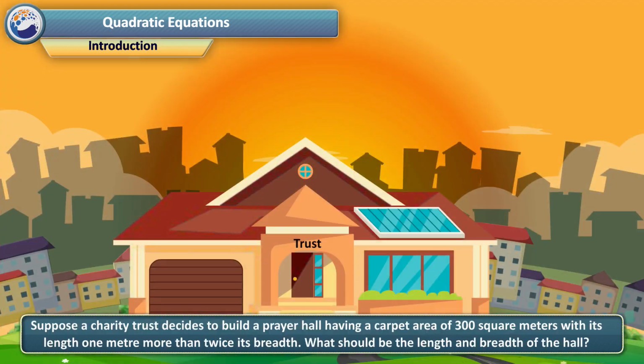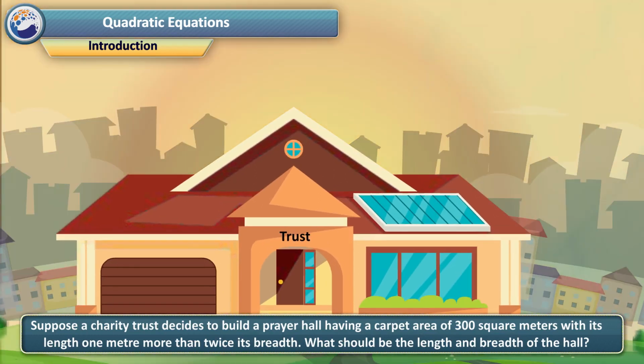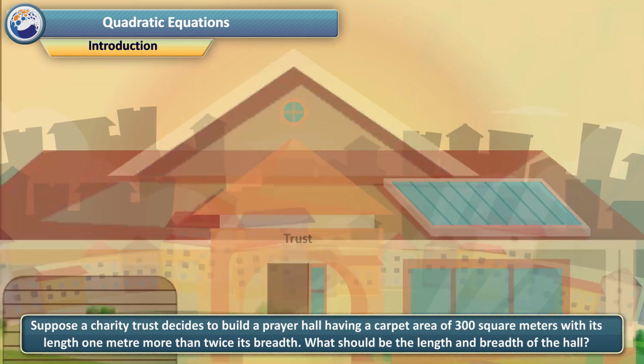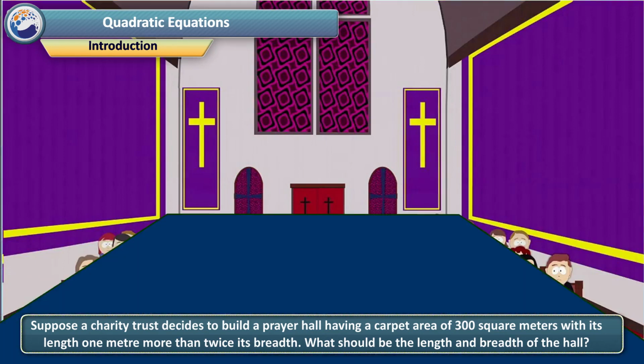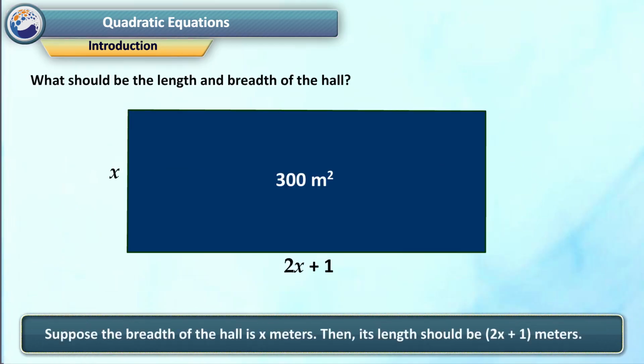Quadratic equations come up when we deal with many real-life situations. For instance, suppose a charity trust decides to build a prayer hall having a carpet area of 300 square meters with its length 1 meter more than twice its breadth. What should be the length and breadth of the hall?